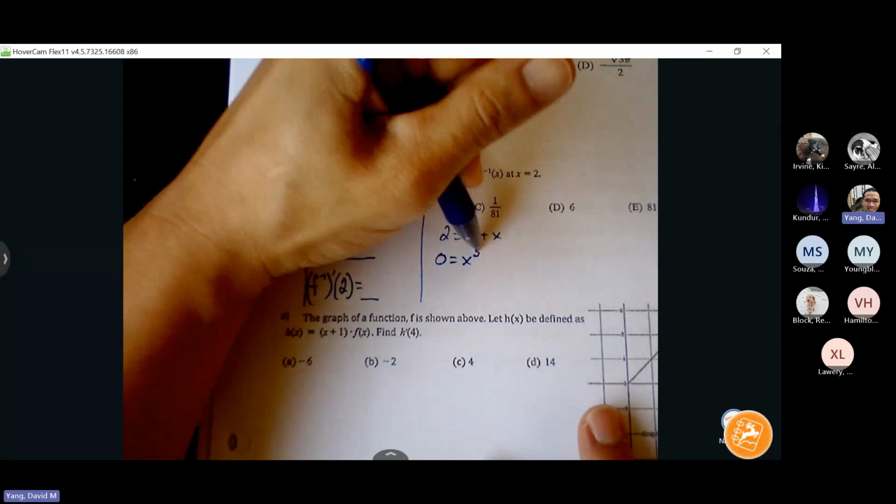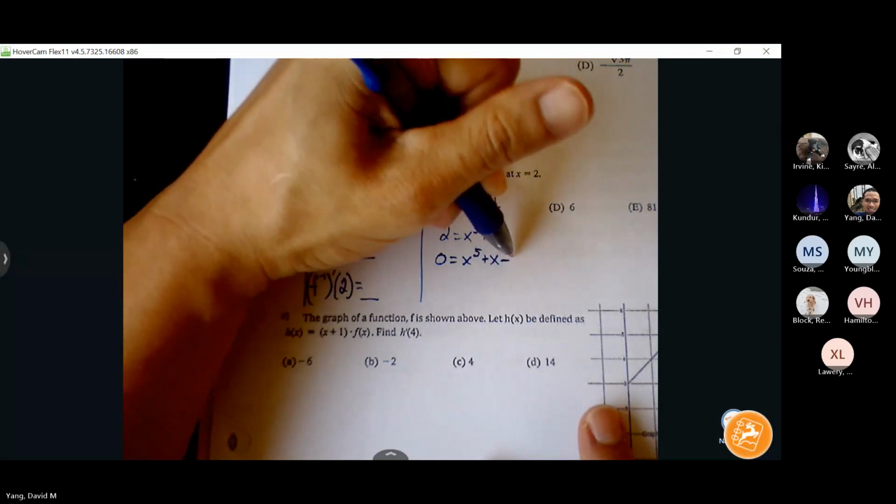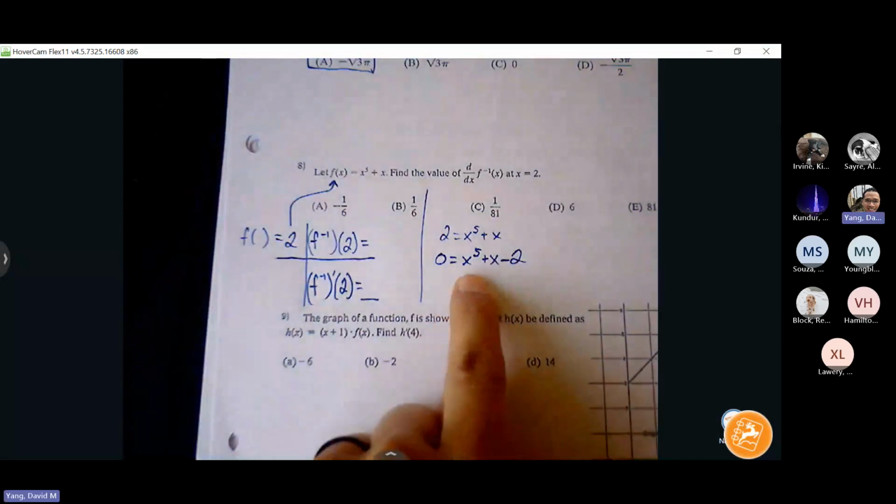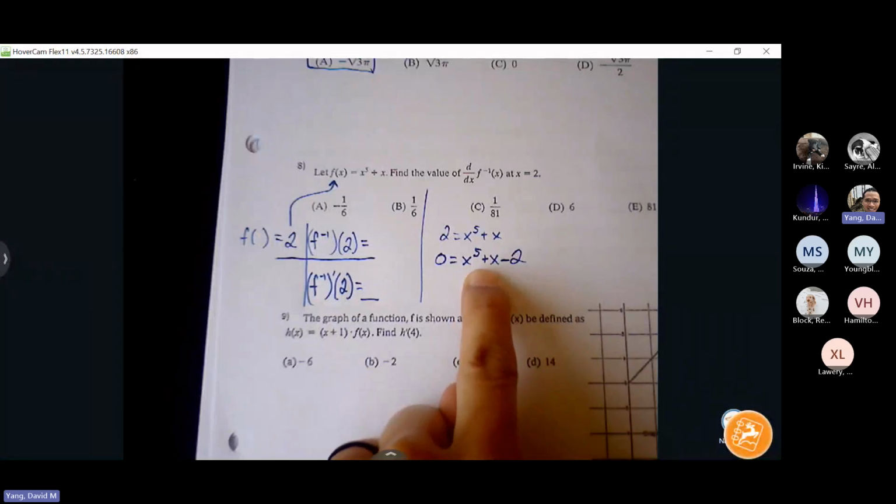Okay, we'll bring everything over to one side here. I'm going to go through a series of guess and check. It should be an easy number to find, a number that's close to 0. So if I try 0, 0 doesn't work, because 0 plus 0 minus 2 is -2, which doesn't equal 0.